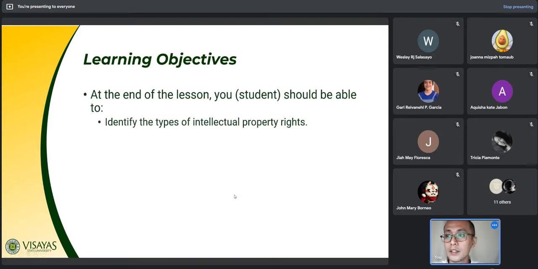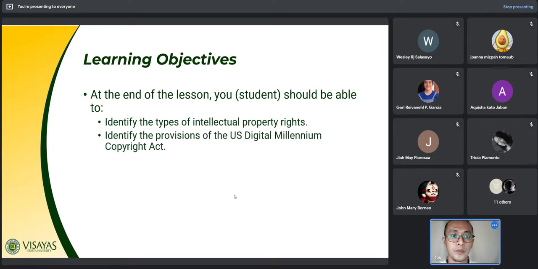One is that you should be able, class, to identify the types of intellectual property rights. So there are three types, class, of intellectual property rights. To enumerate, we have, class, copyright, trademark, and then we also have here patents. So if you're familiar, class, with any of these terms, copyright, patent, and trademarks, I hope you can participate as we go along with our discussion in this afternoon.